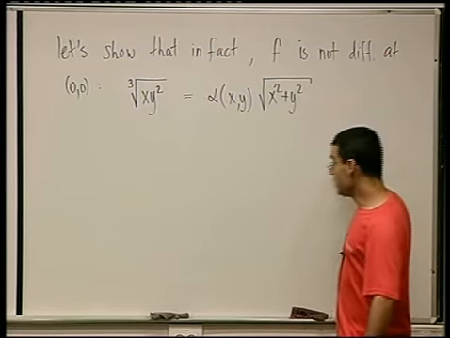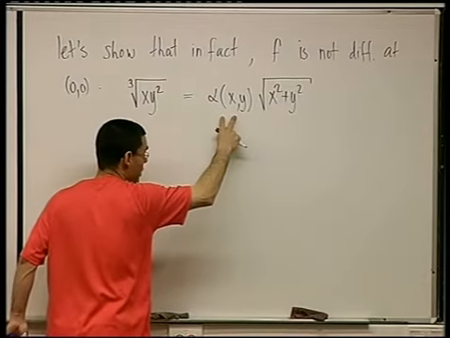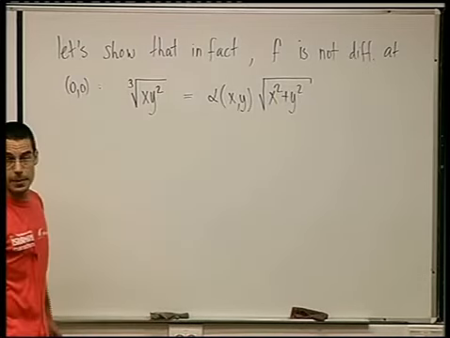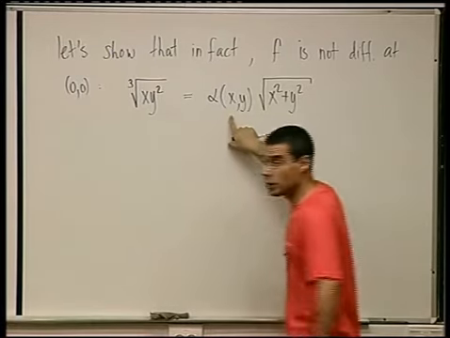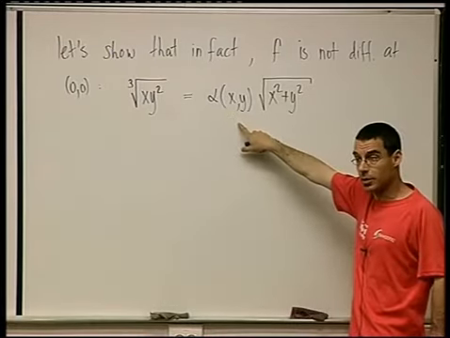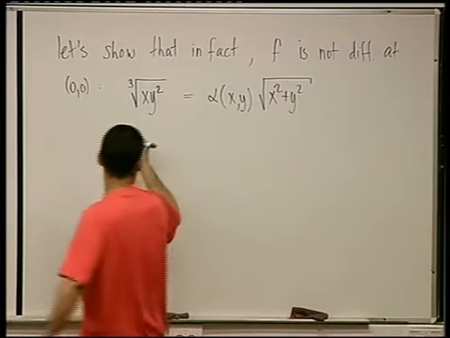Okay? So this is what has to be satisfied. I have to find the function alpha that satisfies this. Okay? If I find such a function, and I can show that that function goes to 0 as x,y go to 0, that's it. Then it's differentiable. So what does that alpha have to be?